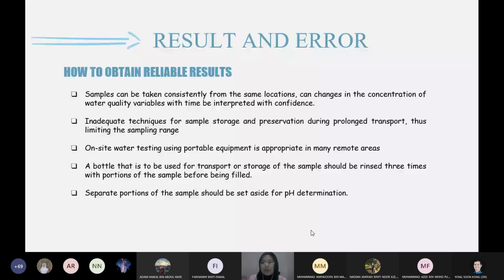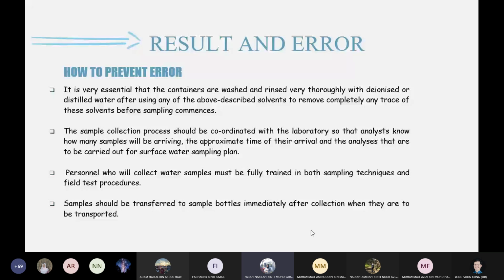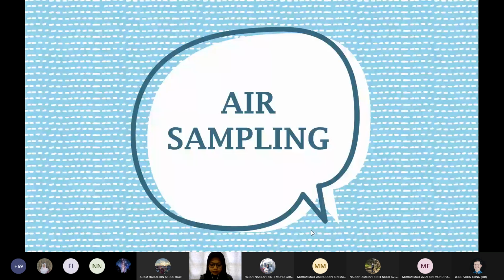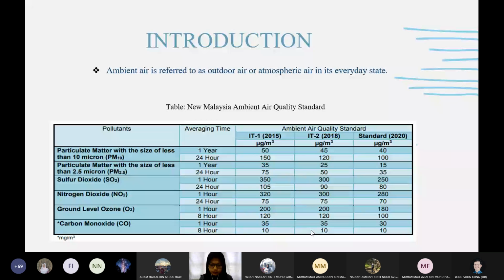So Atira will be continuing with air sampling. I am Siti Atira Binti Alias and I will explain about air sampling. Firstly, for introduction, ambient air refers to outdoor air or atmospheric air in its everyday state. Here is the table of the new Malaysian ambient air quality standard. The values of pollutants obtained from this sampling will be compared to the values in this table.